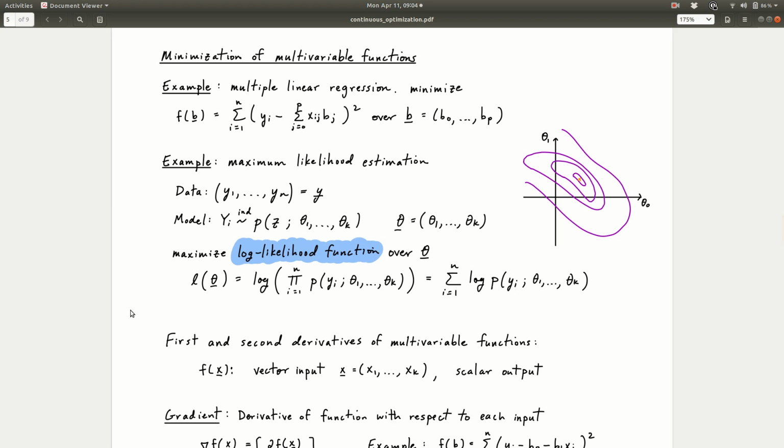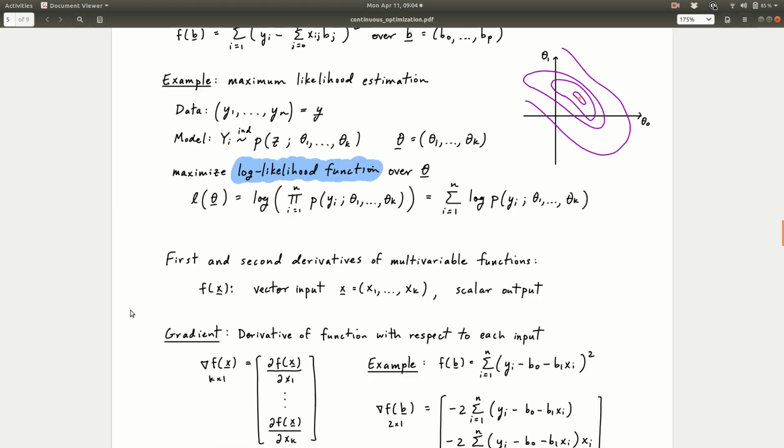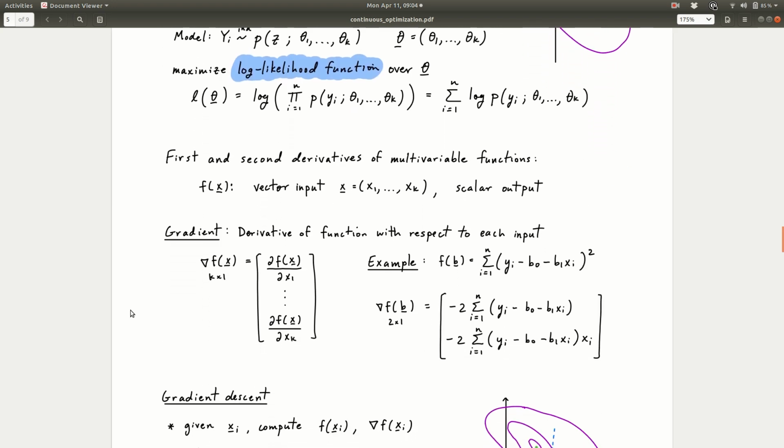Okay, so there's going to be a version of Newton's method for these multivariable functions, but we have to define what we mean by the first derivative and second derivative of a multivariable function. So you should have seen this in your calculus course, but we're going to just review it very quickly.